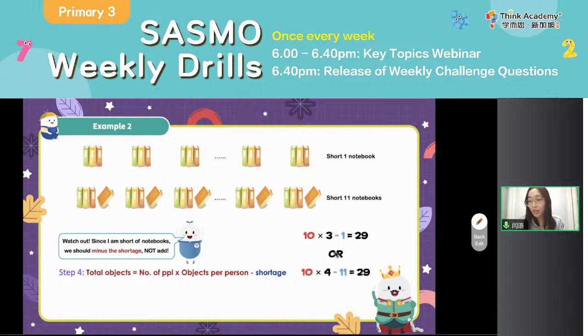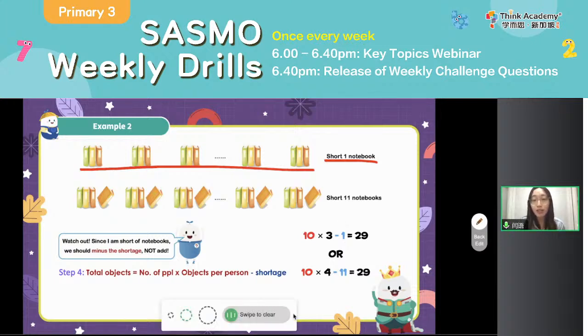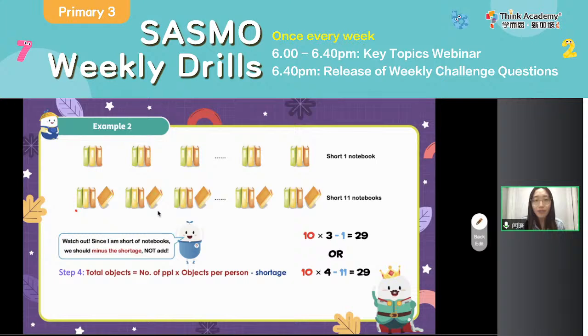So following this again, if you just focus on the first scenario, you will get 10 times 3 and then minus 1. That is, if everyone gets 3 books, in the end we need one more. That is a shortage, 1 notebook, so here, minus 1. And then if you just focus on the second scenario, if everyone gets 4 books, actually you need another 11 notebooks, so here, minus 11. Again, in either scenario, you can find that the total number of notebooks should be 29. Okay, can you understand now?